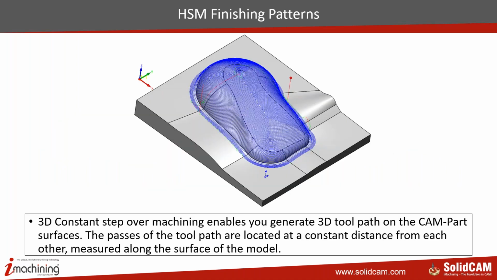3D constant step over enables you to generate a 3D toolpath on the CAM part. The passes of the toolpath are located at a constant distance from each other measured along the surface of the model. So you can do a kind of spiral machining just by selecting a contour and saying, now you're going to follow this contour and machine the entire set of surfaces with a step over that is absolutely constant, measured in any direction.